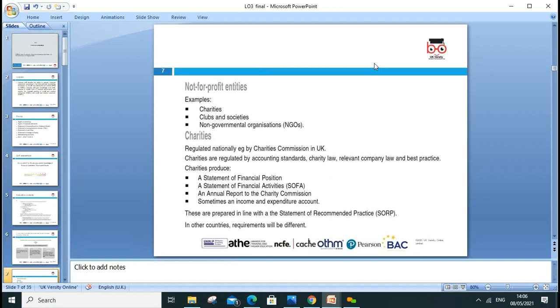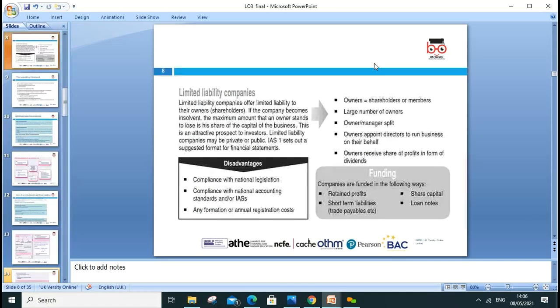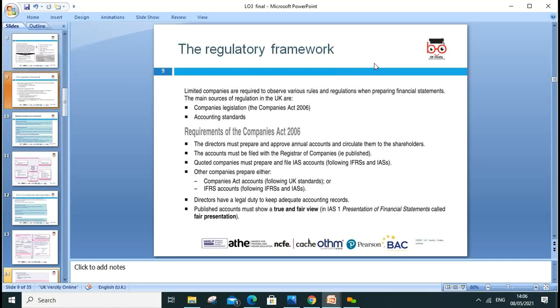Next, not-for-profit organizations, of course, can use non-current assets as well. For charities, we can use the non-current asset register. Regulatory framework: limited companies are required to observe various rules, which normally are IAS, International Accounting Standards, IFRS, Financial Reporting Standards, or local standards, whichever country they operate in, plus Companies House regulation. The financial statements always need to be true and fair. That's why non-current assets need to be reflected at true and fair value.